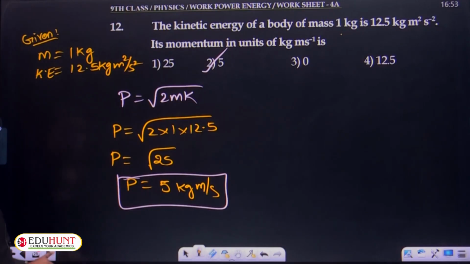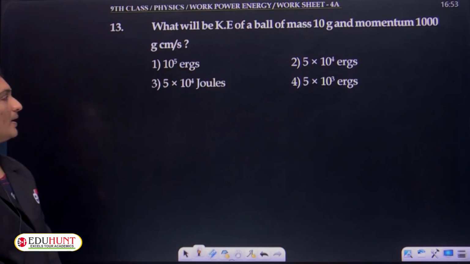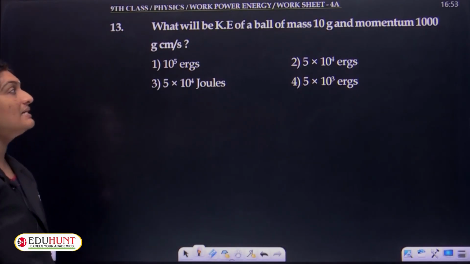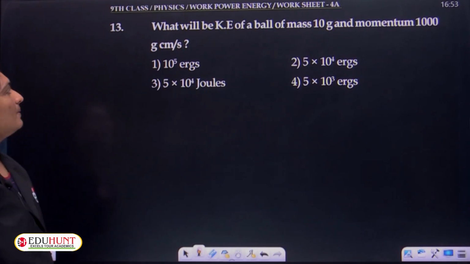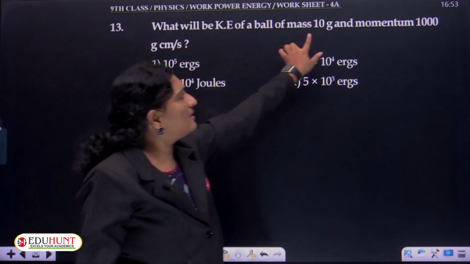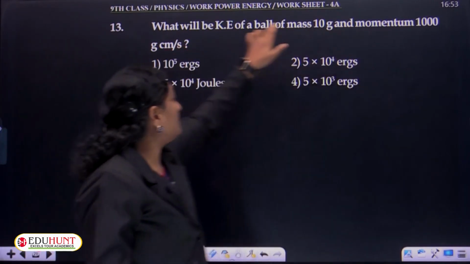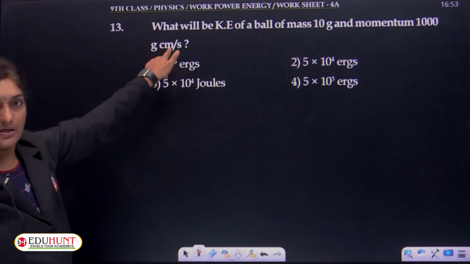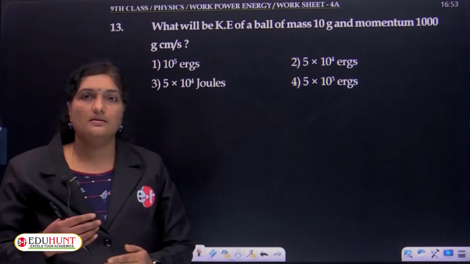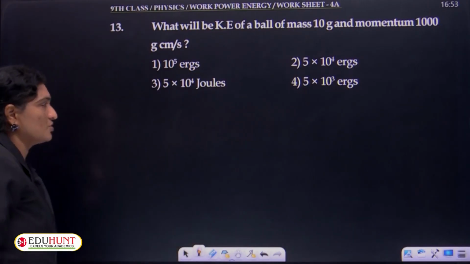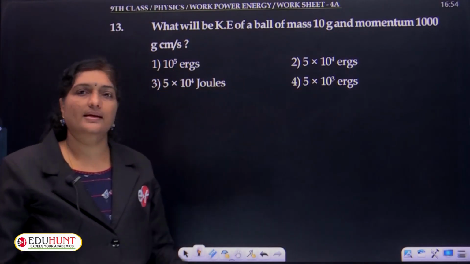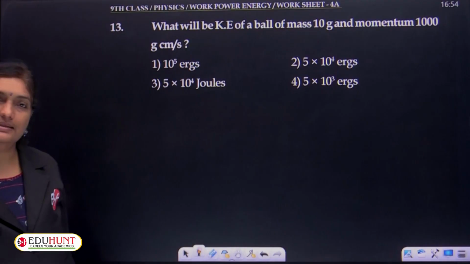Okay. So, moving ahead with the next question, the 13th one. What will be the kinetic energy of a ball of mass 10 grams and momentum 1000 gram centimeter per second? See, clearly mass is given in the CGS system, grams. Momentum is also given in gram centimeter per second, CGS system. Options were given in joules as well as ergs. Let us clearly try for the solution. First of all, since there are more CGS units, let us try to solve in CGS units.